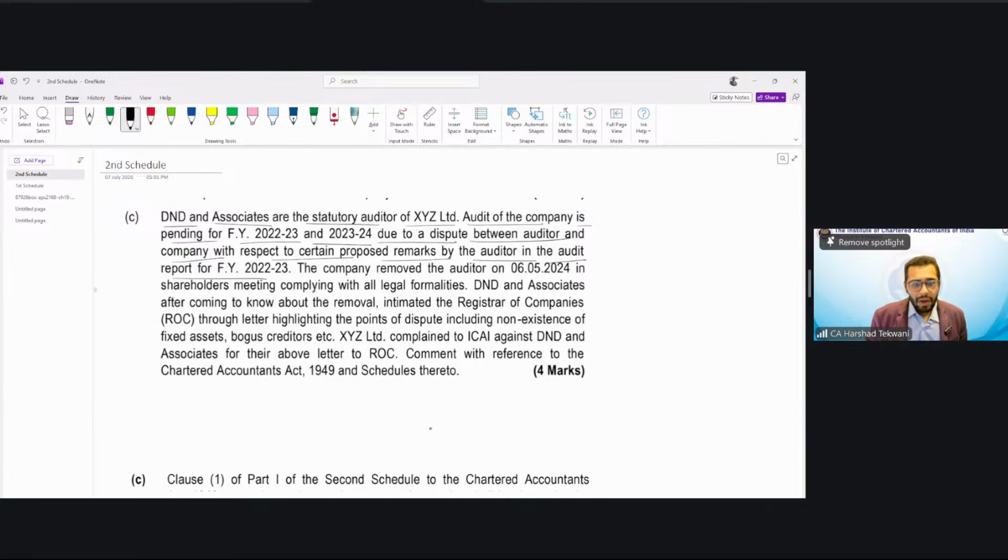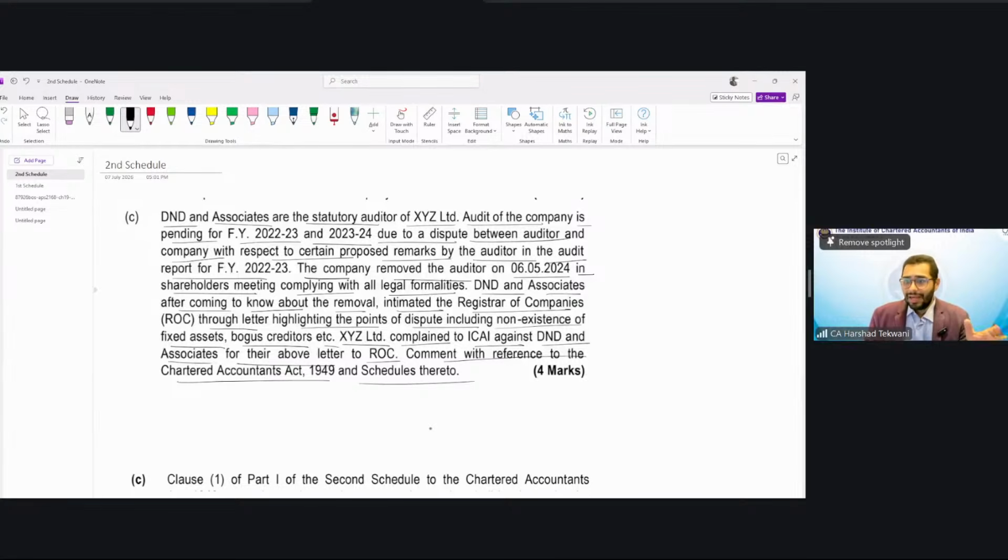Now, the company removed the auditor on 6/5/2024 in a shareholders meeting, complying with all legal formalities. DND and Associates, after coming to know about the removal, intimated the Registrar of Companies, ROC, through a letter highlighting the points of the dispute, including non-existence of the fixed assets, bogus creditors, etc., for XYZ Limited. Now, XYZ Limited complained to ICAI against DND and Associates for their above letter to the ROC. Comment with reference to the CA Act 1949 and schedules thereto.